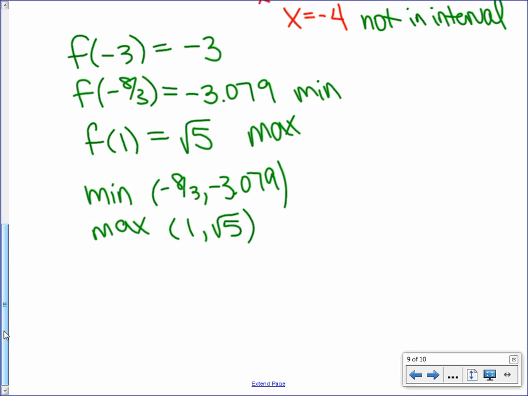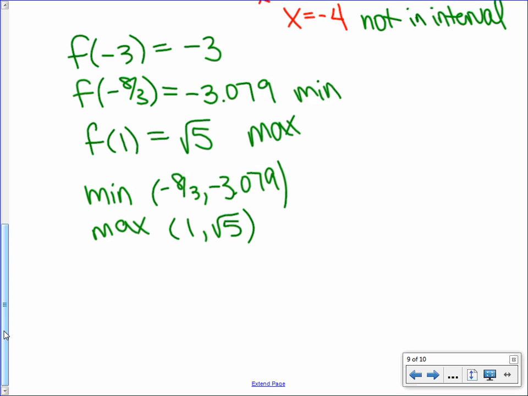So I'm going to give you a homework assignment, and I would like you to work on it diligently during the time you have left in class. Just keep in mind, for every problem that you're finding absolute extrema, you need to find your critical values and test those along with your endpoints.